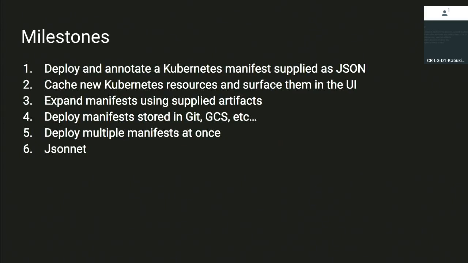So on step 4, say deploying manifests from Git, GCS, Blob Store, whatever. What is the interface for that going to be? I'm hoping that it's going to be fairly pluggable. Oh yeah, absolutely. So we can talk more about the artifact work. So that type annotation we had.